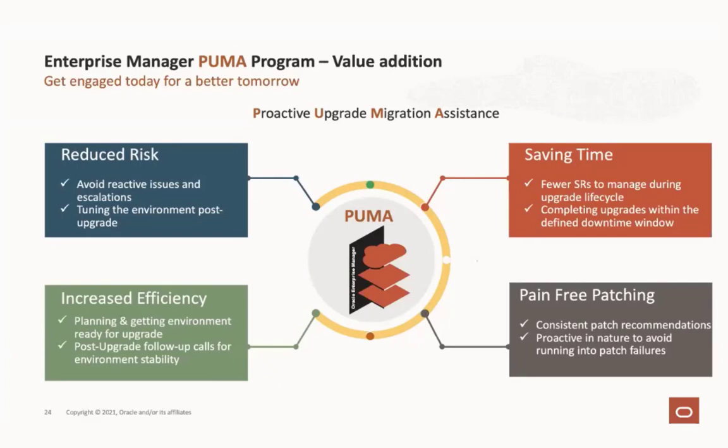Because it is not only the upgrade that we handle. After the upgrade, if you see any performance issues, or if you want assistance with applying patches, or assistance with rolling out the agent upgrades, all of those things will be taken care of as part of the Puma program, until you say, okay, I'm fully satisfied. My system is completely running in a healthy and stable state. Now, okay, I'm good to go. From that point is when we drop the Puma engagement.